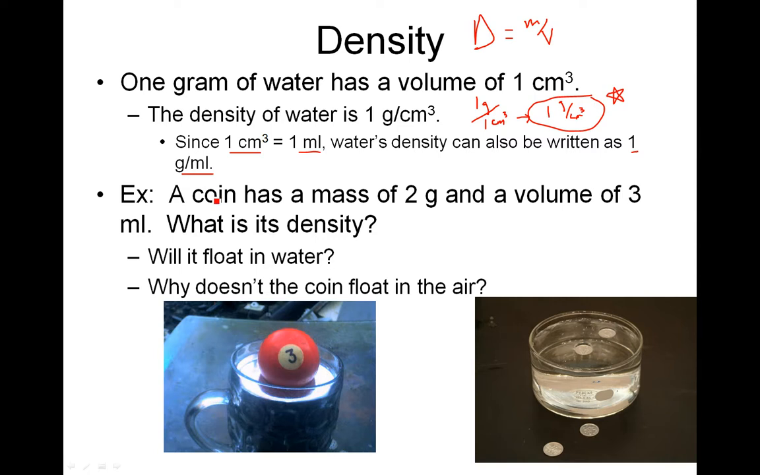Okay, let's start with another example. A coin has a mass of 2 grams and a volume of 3 milliliters. What's the density? Okay, so we're going to do density equals mass divided by volume. So density equals the mass, which was 2, over the volume, which was 3 milliliters. With rounding to significant digits, that'd be 0.7 grams per milliliter. Will that coin float in water? Yes, because it's less than 1.